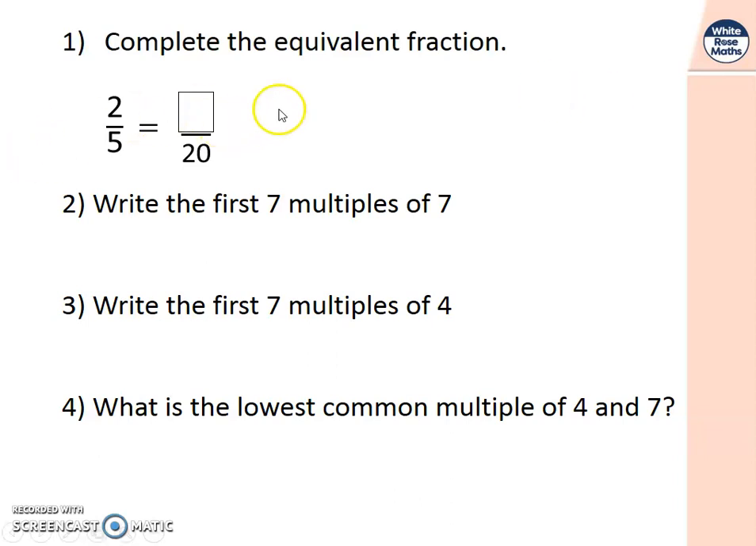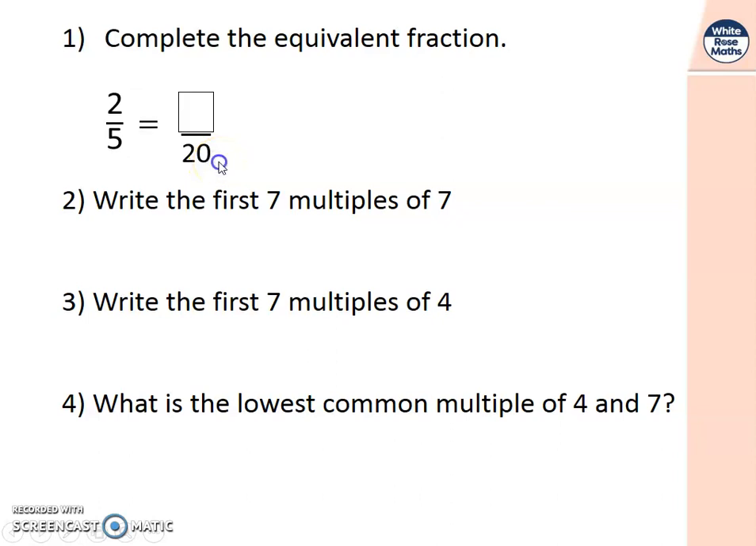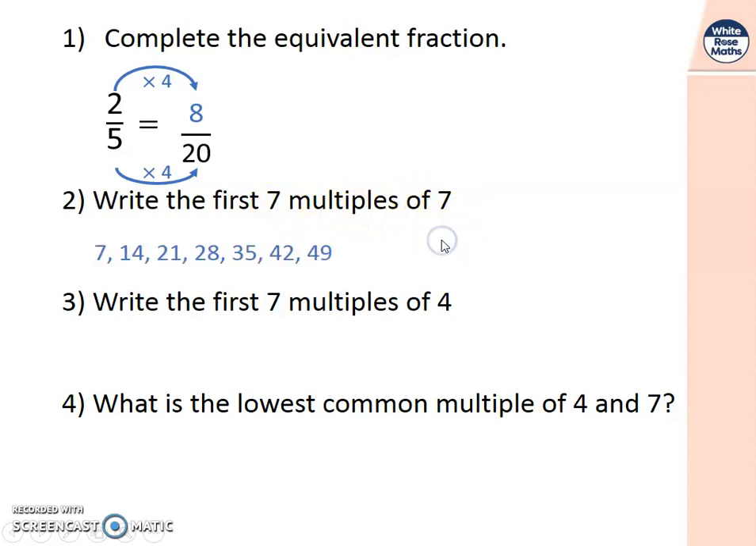Let's have a look at how you did. Complete the equivalent fraction. So to get from 2/5, I want to get to 20ths. So what would I do to 5 to make 20? I'd multiply by 4. So I do the same to the numerator, and that's 8. Right, the first 7 multiples of 7, that means the first 7 answers in the 7 times table. There you go. Number 3, write the first 7 multiples of 4, that means the first 7 answers in your 4 times table. And there you go.